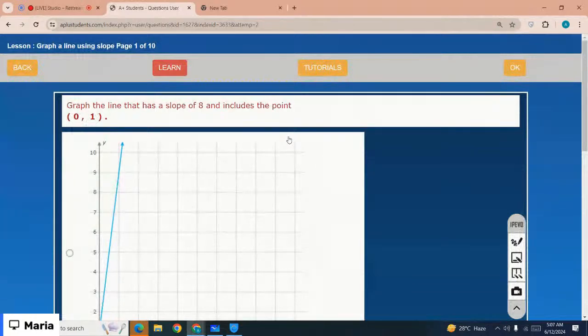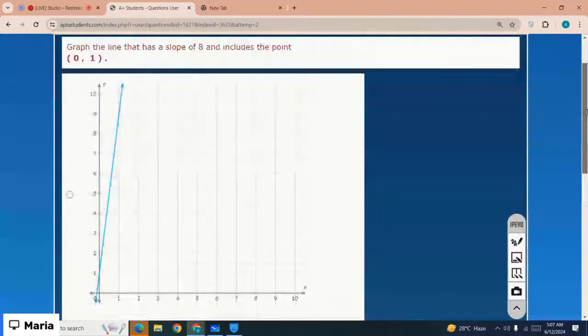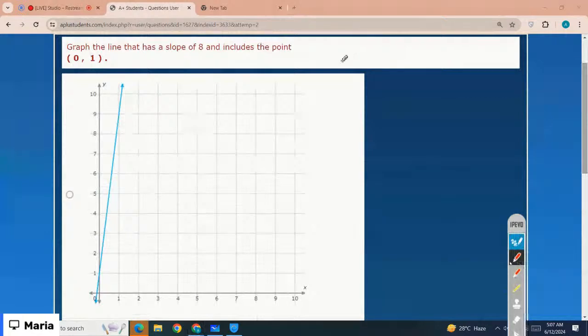Graph the line that has the slope 8 and includes the point 0, 1. You are given two of the graphs, right? Let's just see which is the correct option. You are given the slope 8. The slope is change in y divided by change in x. That means 8 over 1 because it doesn't have any denominator, so its denominator is 1, right? And you are given the point 0, 1. First, you have to plot the point 0 and 1.